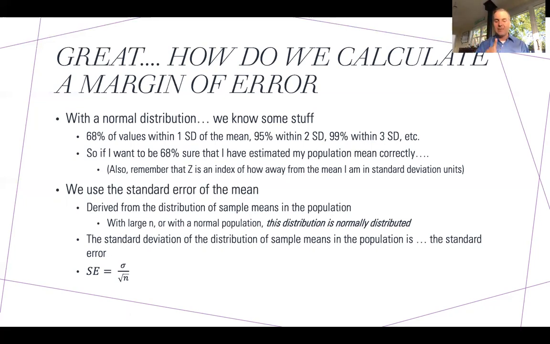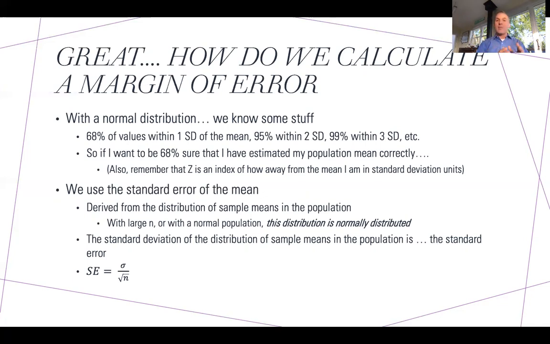Remember Z from before, when we talked about what a Z-score was. A Z is an index of how far away from the mean I am in terms of standard deviation units. Just hold on to that. We'll get to it. So here's the thing, though. We're going to use the standard error of the mean to calculate our margin of error. The standard error of the mean is a term of art, a number that is derived from the distribution of sample means in the population, right?